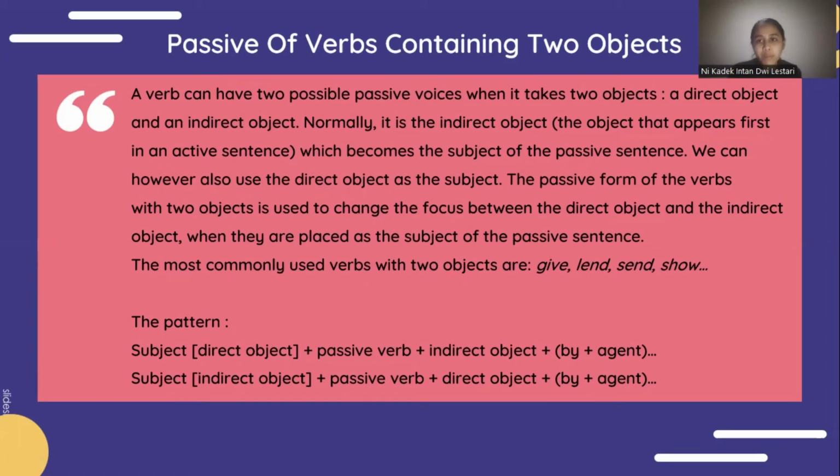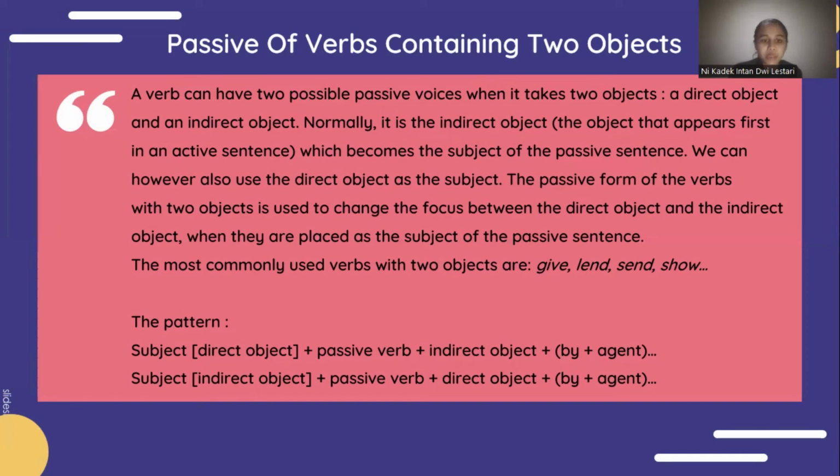The passive form of the verbs with two objects is used to change the focus between the direct object and the indirect object, when they are placed as the subject of the passive sentence. The most commonly used verbs with two objects are give, lend, send, show, etc.